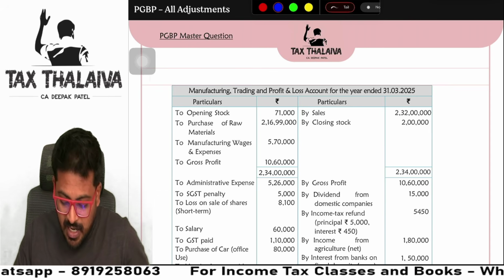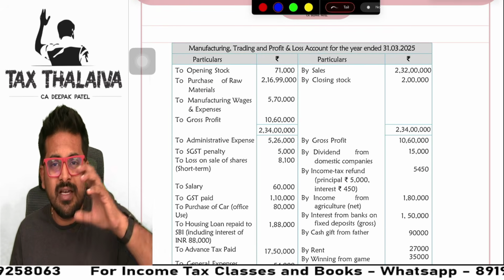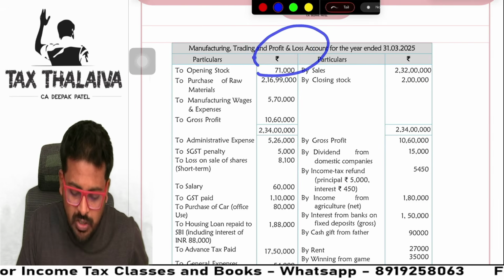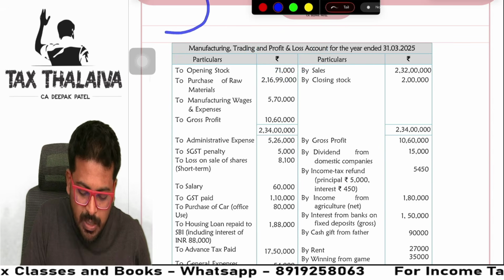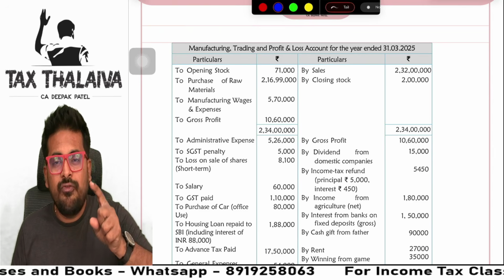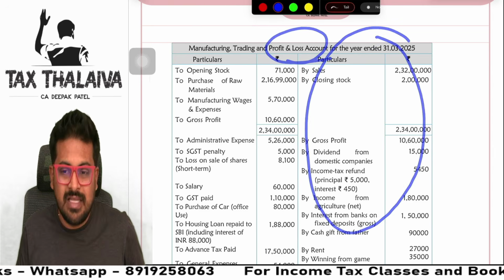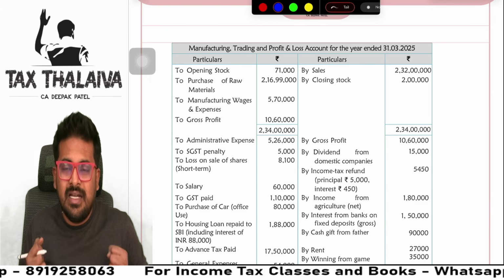Okay, let's start, guys. First of all, always start with the credit side. Look at the credit side. Guys, in this profit and loss account, think logically. What is a profit and loss account? It is prepared for the purpose of business, and we are finding out the PGBP income. Whatever is on the credit side of the profit and loss account, that means you have already credited the income, you have considered it as income.